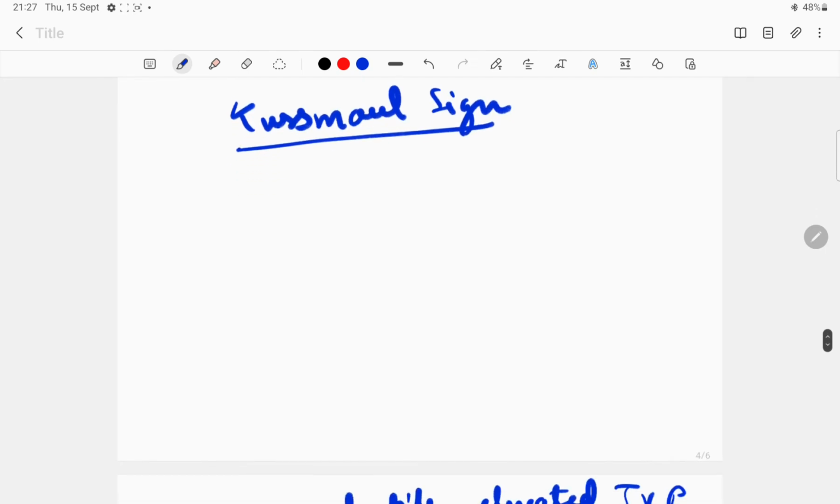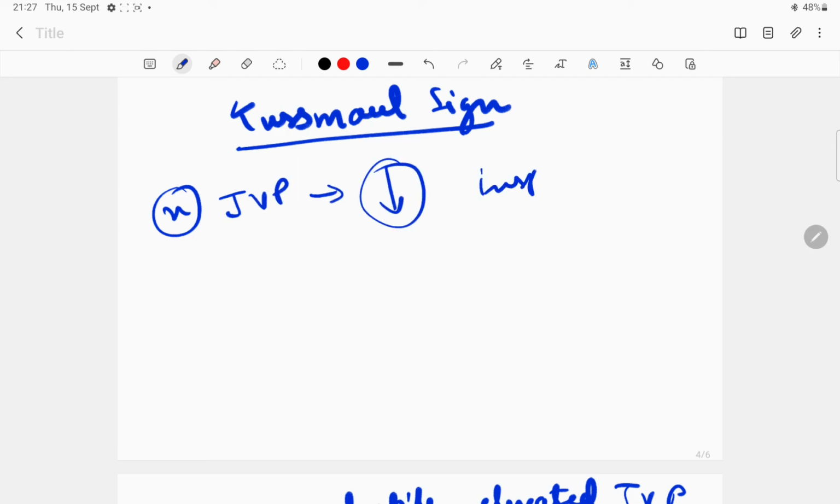So coming on to the Kussmaul sign, normally JVP should fall with inspiration. But in Kussmaul sign, JVP rises. Why should it fall in inspiration? Because during inspiration, the intrathoracic pressure creates a sucking effect on venous return. So normally JVP falls, but in cardiac tamponade or constrictive pericarditis mainly, there is an inability of the right side of the heart to handle increased venous return.